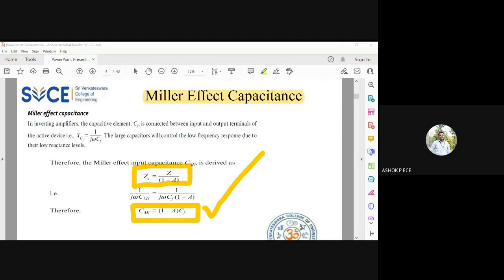What is Ri equal to? What is Ri equal to? Should I call you by name for answering? What is Ri equal to? Rajeshwar? What is Ri equal to?